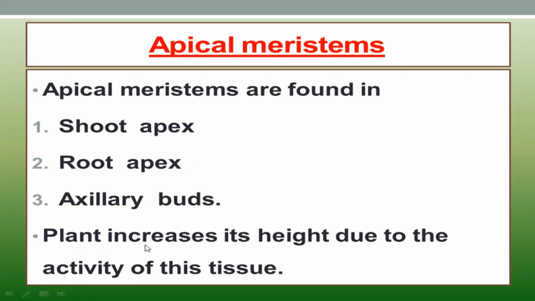Next one, the plant increases its height due to the activity of this tissue. The function of the apical meristem is to increase the height of the plant. If not for the activity of the apical meristem, the plant would not increase its height.